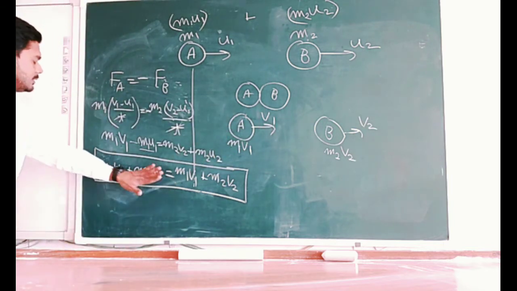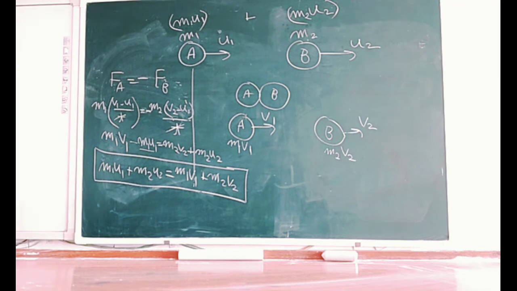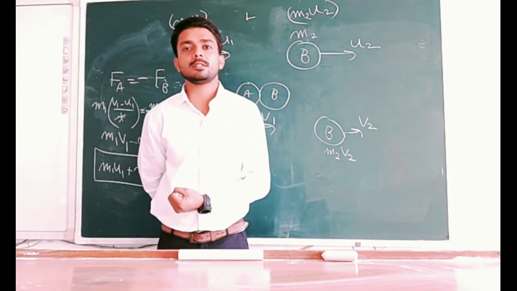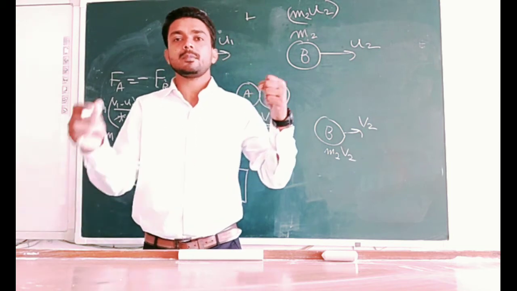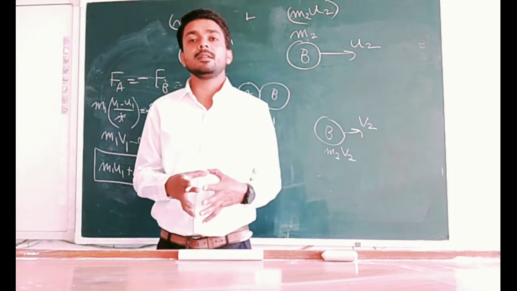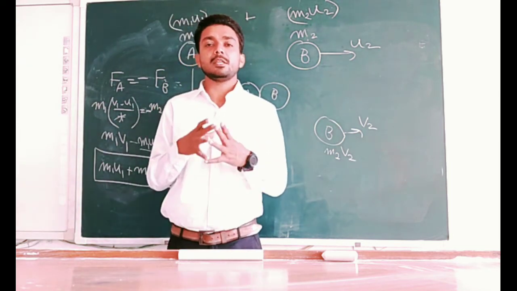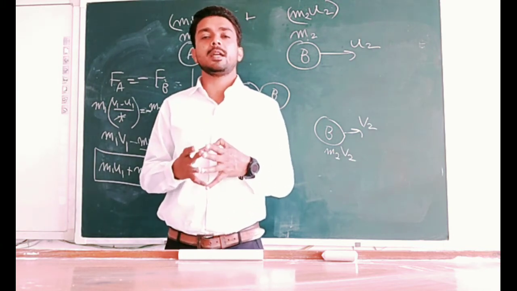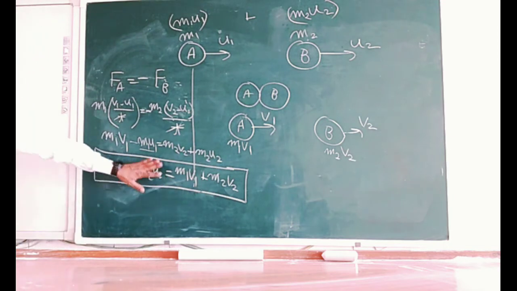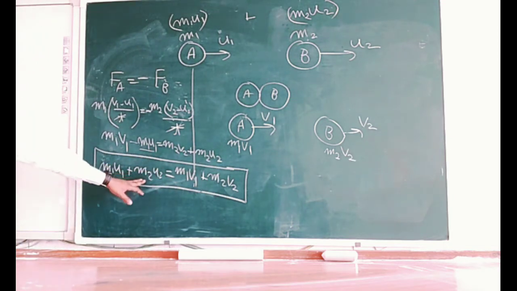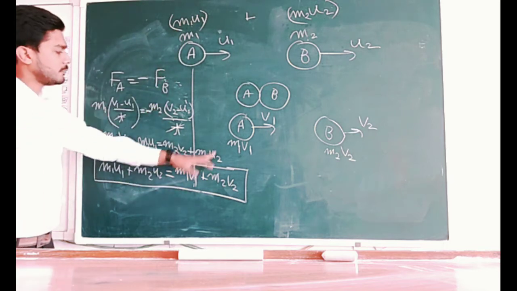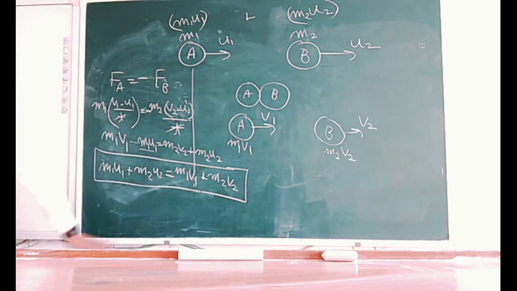This is the conservation of momentum, which states that when two or more bodies are together as a system, then for that system the initial momentum will be equal to the final momentum. And we can see from this result that the initial momentum of these two bodies, m1 u1 plus m2 u2, is equal to the final momentum of these two bodies.